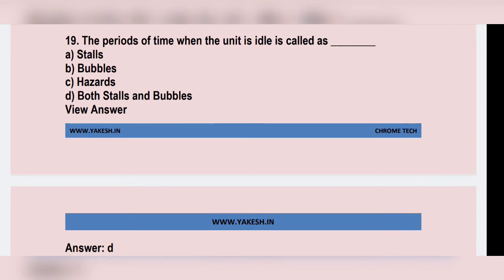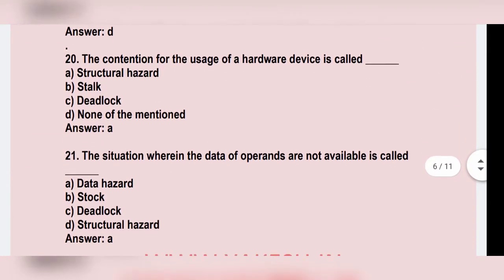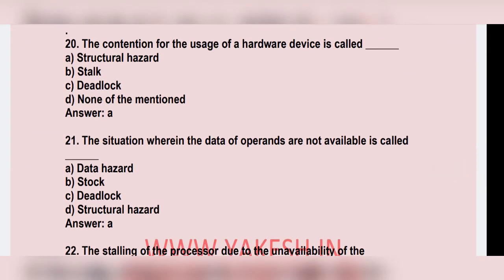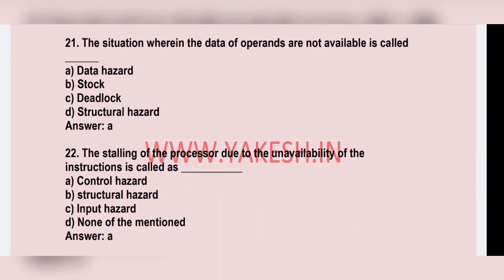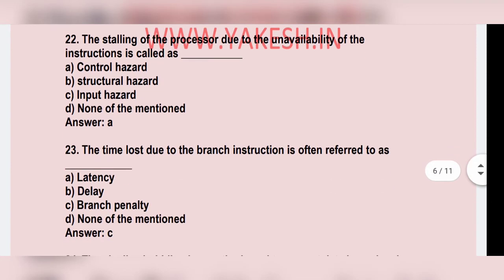The period of time when the unit is idle is called option D, both stalls and bubbles. The contention for usage of hardware device is called option A, structural hazards. The situation wherein the data of operand are not available is called option A, data hazards. The stalling of processor due to unavailability of the instruction is called option A, control hazards.